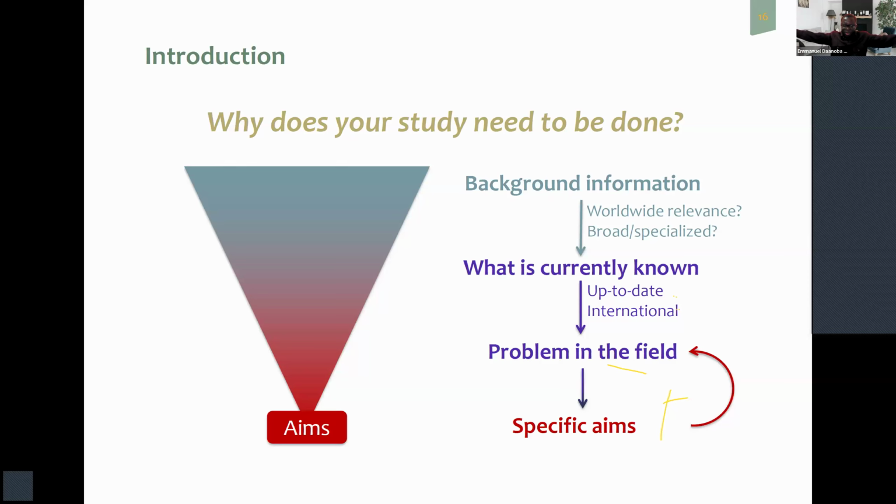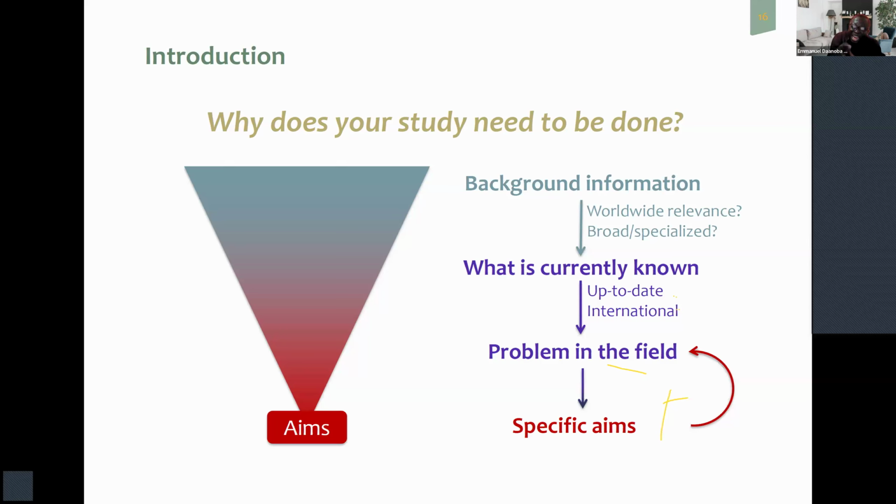Worldwide relevance, that's why when you read manuscripts, in the introduction they start talking about the importance of the work from a global perspective. Then you narrow it down to a specialized perspective, maybe to a national perspective, then to what is currently known, up-to-date international literature. I told you to cite more recent works, especially your introduction should contain the most recent citations, 2025, 2024, 2023, at least the past 5 years.